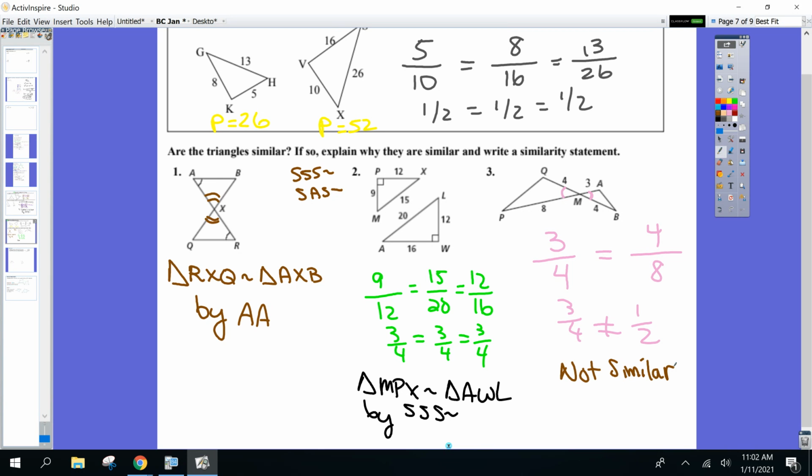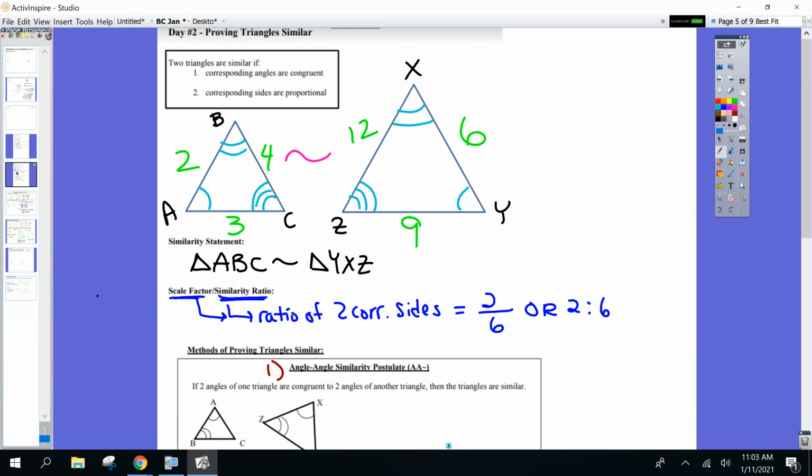Any questions on determining if they're similar or not? Because I got one more thing to do with you. Now it's time for you guys to make your own proportion and solve it on your own. If the triangles are similar, we talked about at the beginning of class today, corresponding sides are in the same proportion. It's time for you guys to make your own proportion now.